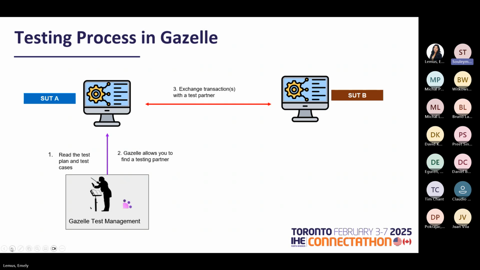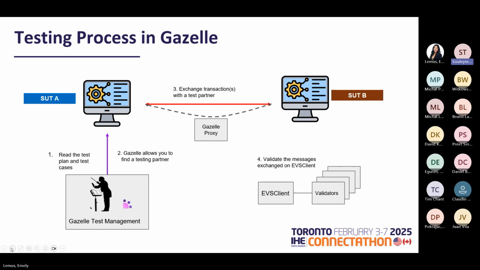Next slide, please. Once you identify your possible partner, you can exchange with him, share your configuration, and exchange the MHG transaction. After that, you can also use the proxy in the middle between both systems. The proxy will catch the request message and the response message. From the proxy, you can call the EVS client, which helps to select the appropriate validator to validate the request sent by SUT A and the response sent back by SUT B.